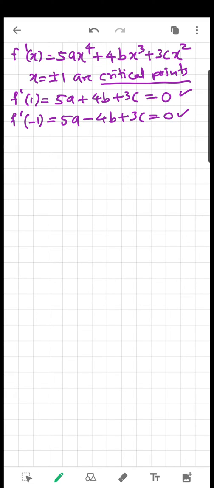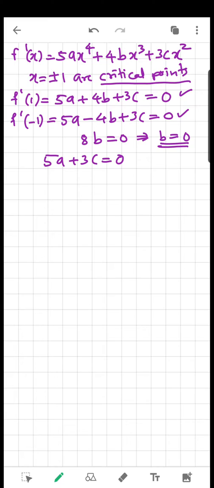Okay, so now if we subtract these two equations, we get 8b is equal to 0, so b is equal to 0. As b is equal to 0, we have 5a plus 3c equal to 0. This is what we have.